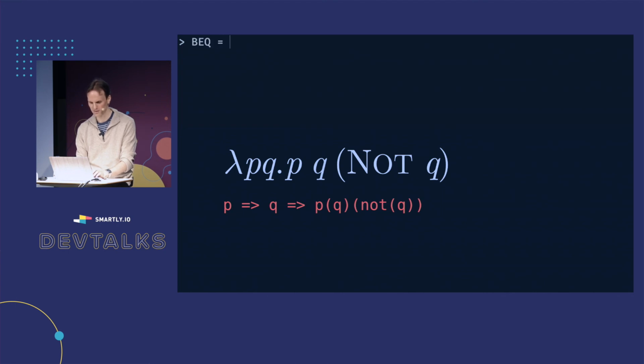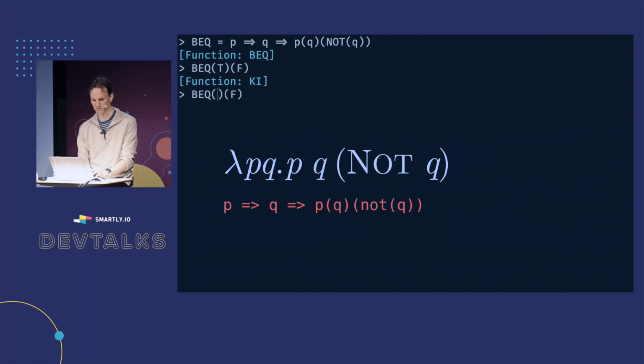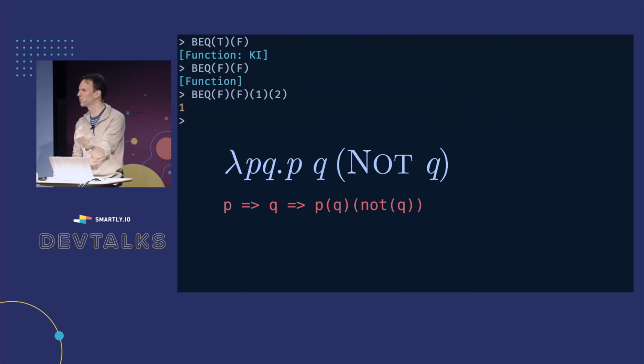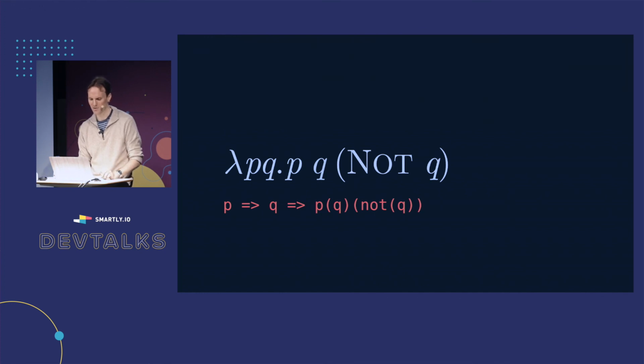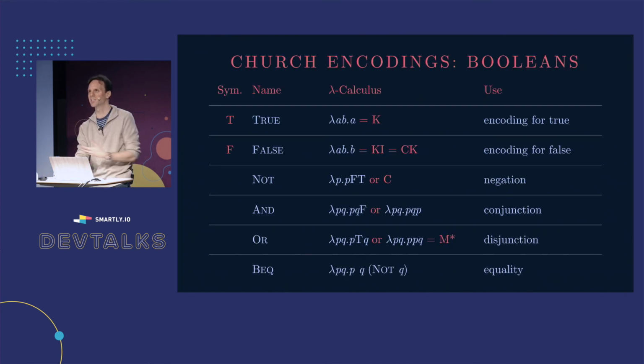Boolean equality takes a P and a Q, and it calls P on Q and not Q. And now I can test, hey, do true and false equal each other? No. Do false and false equal each other? Maybe. That's some function that just got birthed out of nothingness, so let's check. Yeah, it's the true function. It's the one that returns the first thing. And I'm going to keep moving, because I'm almost out of time. So we got these church encodings, and they're lovely.